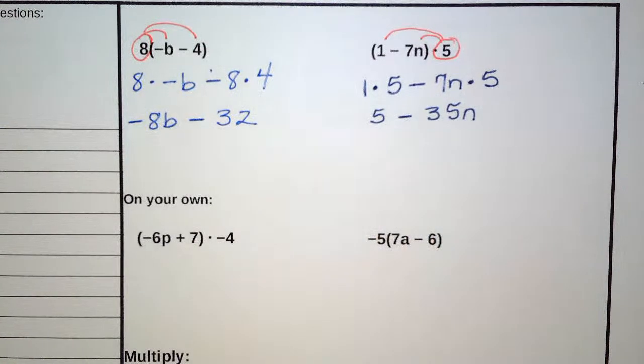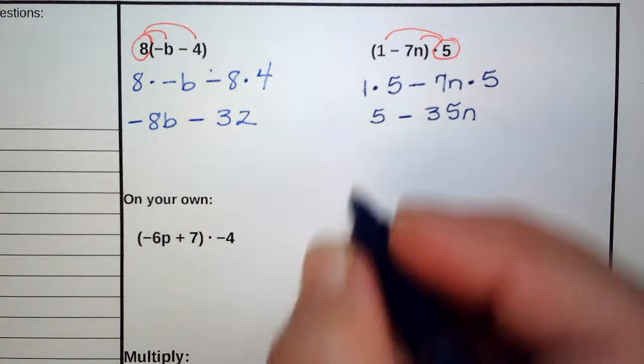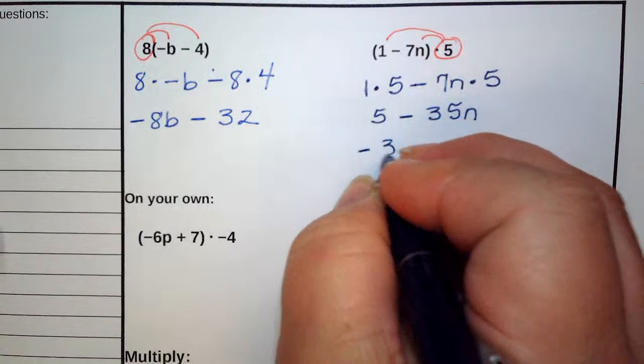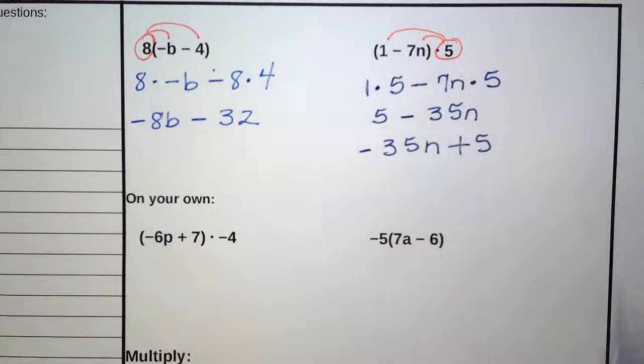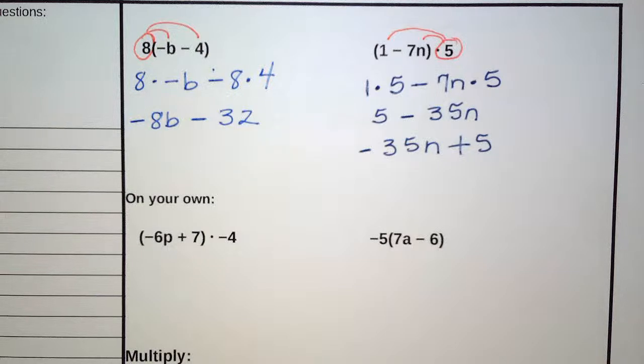To write it in what we call the normal form, your term with the variable in it needs to come first. So this is negative 35n plus 5. 5 is positive. Okay, you've got 2 to do on your own. Please pause the video, write it in expanded form, and simplify.